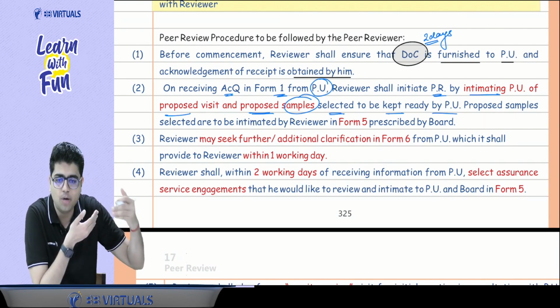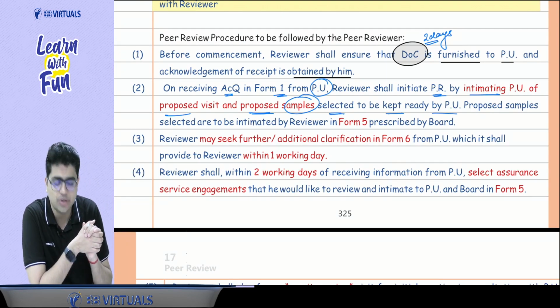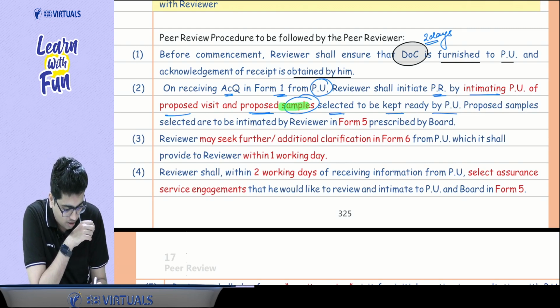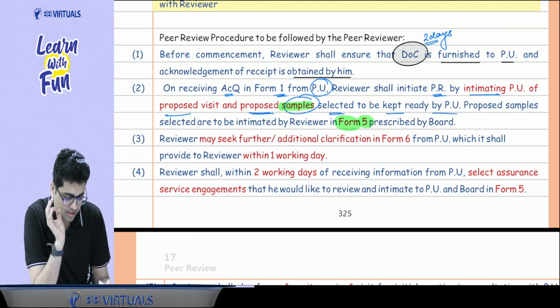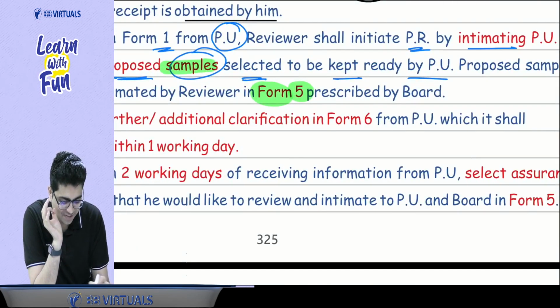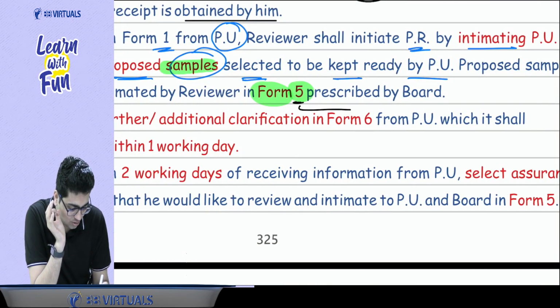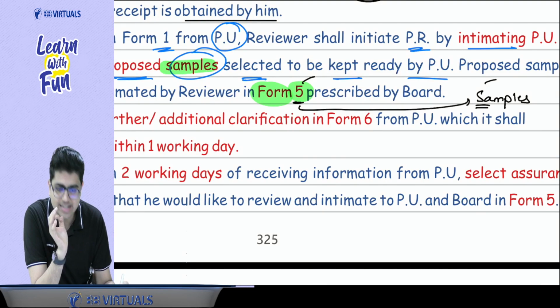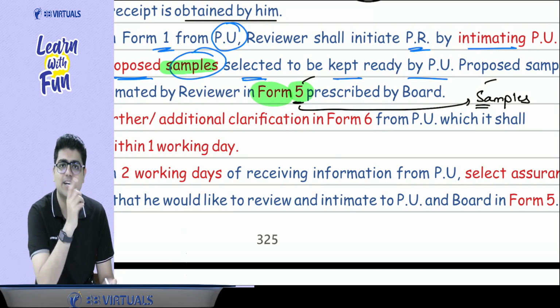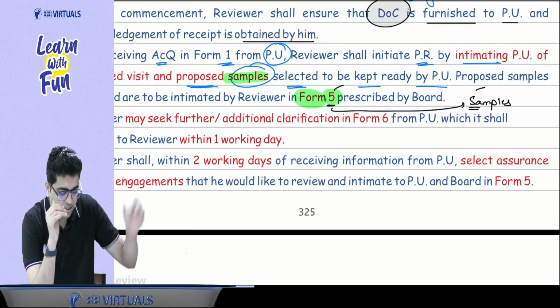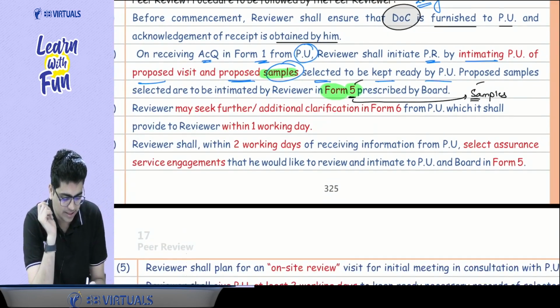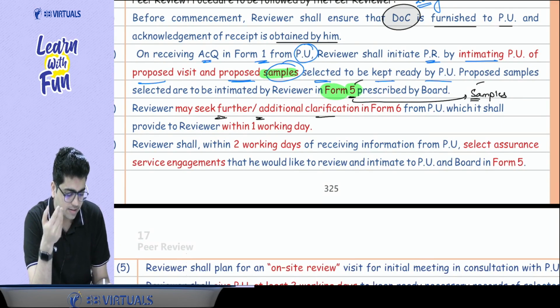Sir, in which form will he inform the practicing unit about the samples selected? As for samples, we have form 5. Since form 5 looks similar to S for samples, that's why they have selected form 5. Okay, so 5 and S look very similar, so that's how you can remember. Form 5 is for selecting the samples. Sir, if the peer reviewer wants additional samples or he needs further clarification, then what form is it?